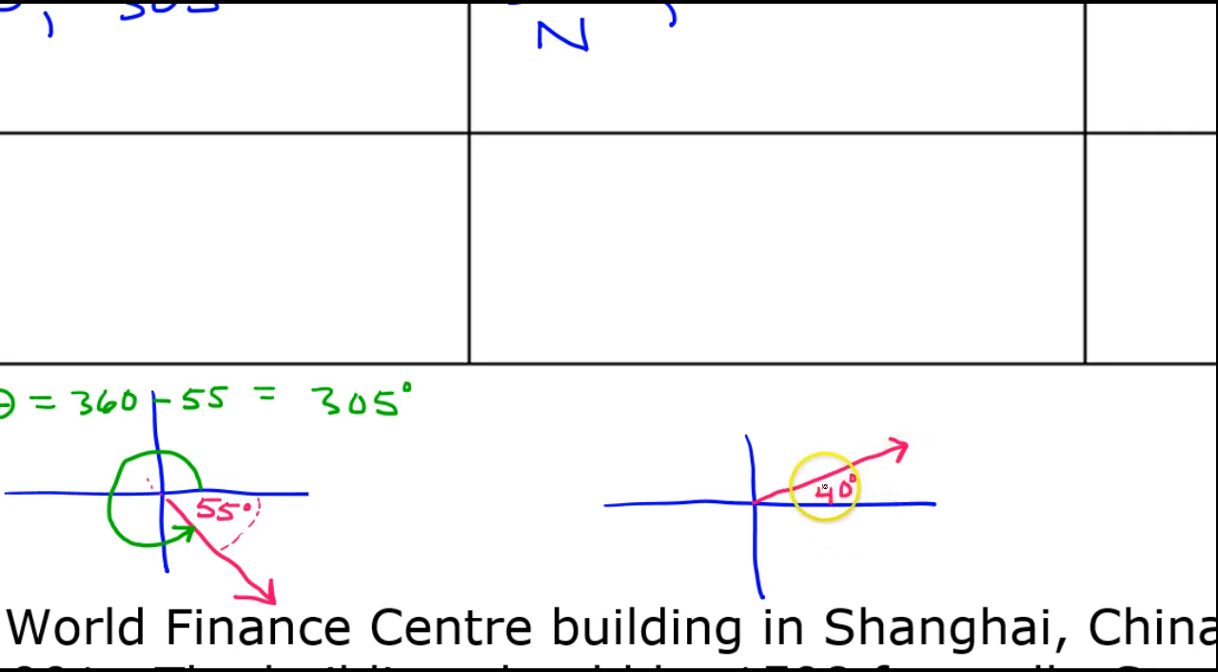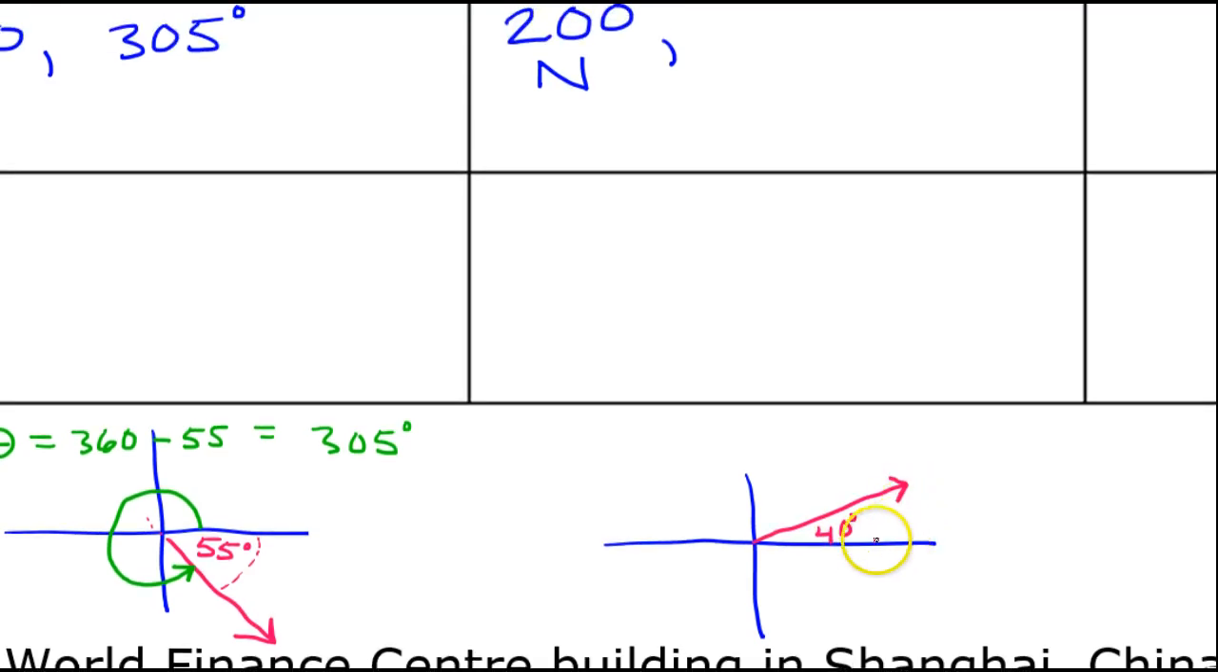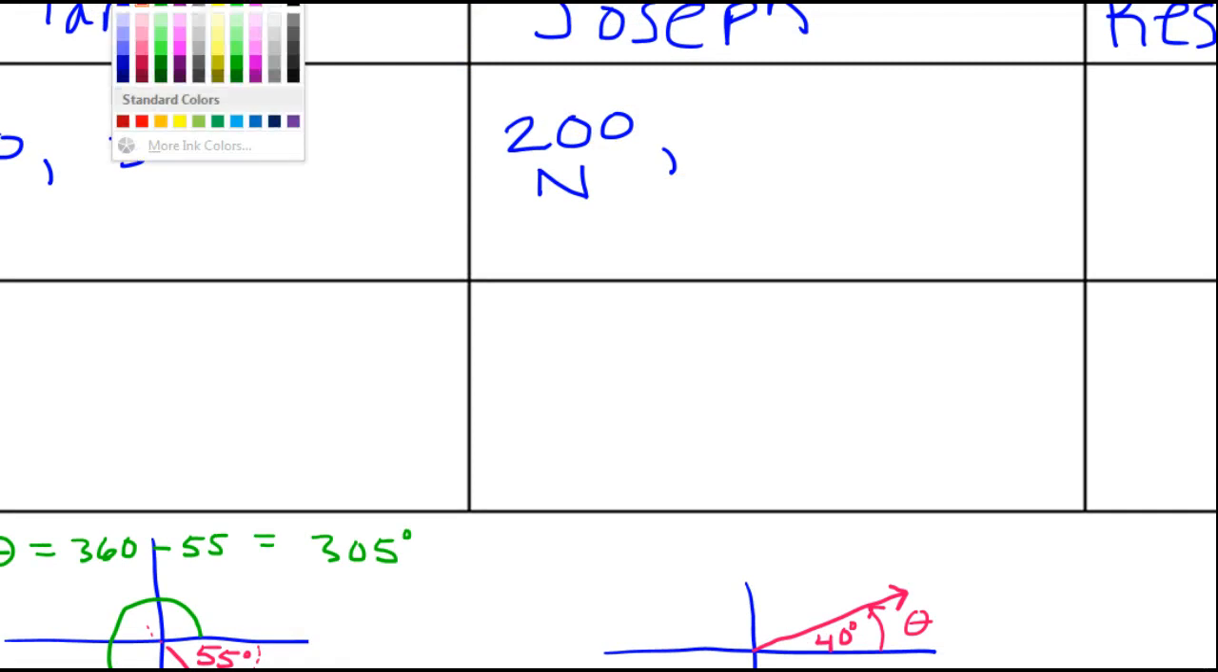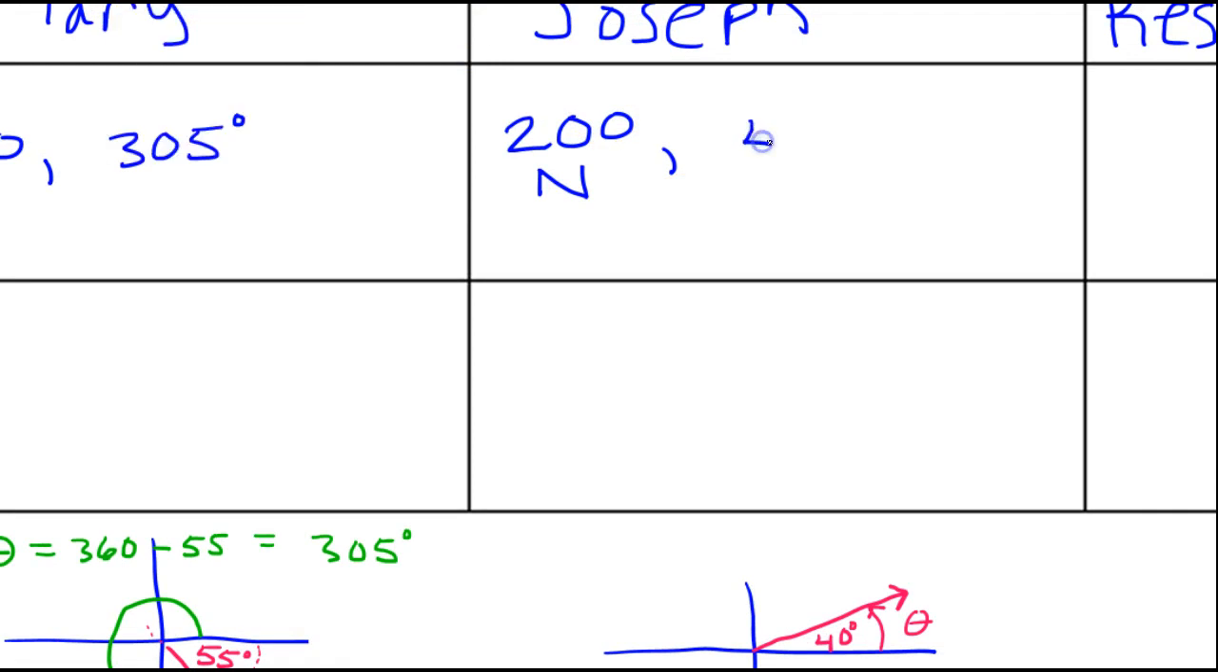Wait a minute, did I say that the direction would not be 40 degrees? I meant to say, in this case, the direction will be 40 degrees. If he's pulling at a 40 degree angle, that is in the first quadrant. So this angle is the actual direction because this is the angle measured from the positive x-axis. So we don't have to do anything fancy for Joseph. We can just go ahead and say 40 degrees for the direction.